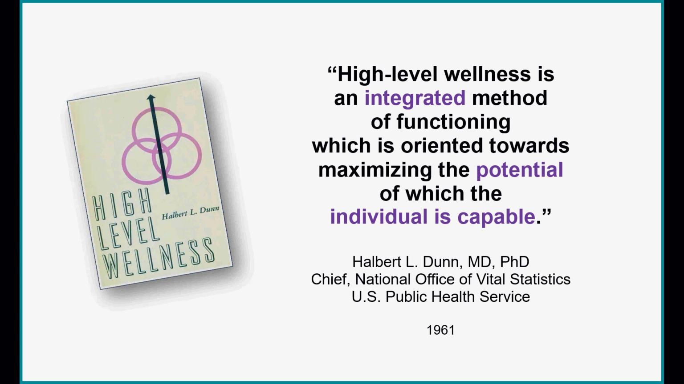And so finally he decided to develop this new wellness theory, high-level wellness. Really the first time the term had ever been used in this sort of context professionally. And he wrote a book called High Level Wellness in 1961, and I pulled this from the first chapter. And I think this is my favorite definition of wellness. I think it's the most powerful and the deepest. High-level wellness is an integrated method of functioning which is oriented towards maximizing the potential of which the individual is capable. And if you look at the cover of his book, you'll see three concentric circles. And in Dunn's whole person systems model of high-level wellness, those circles represented body, mind, and spirit. So here we have a profound new model, a whole person model of high-level wellness.